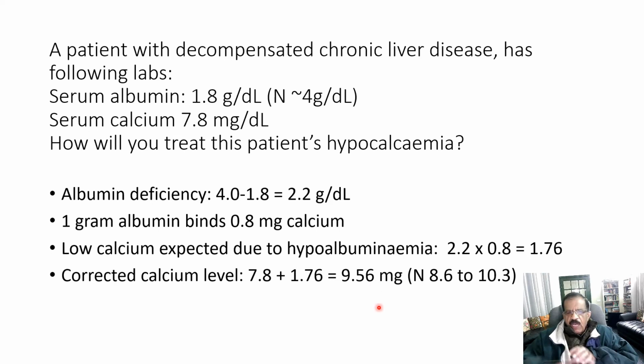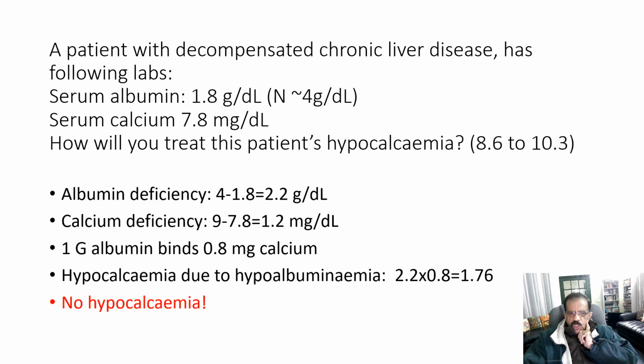So this patient does not have hypocalcemia as far as bone function is concerned, as far as nerve conduction is concerned, as far as brain function is concerned. So this patient should not have any clinical manifestation of hypocalcemia, because ionized calcium must be normal. This low calcium is because of hypoalbuminemia. After correction, we have found out that this patient does not have true hypocalcemia, so no treatment is actually needed. Of course, this patient needs treatment for his liver disease, but no treatment for low calcium.